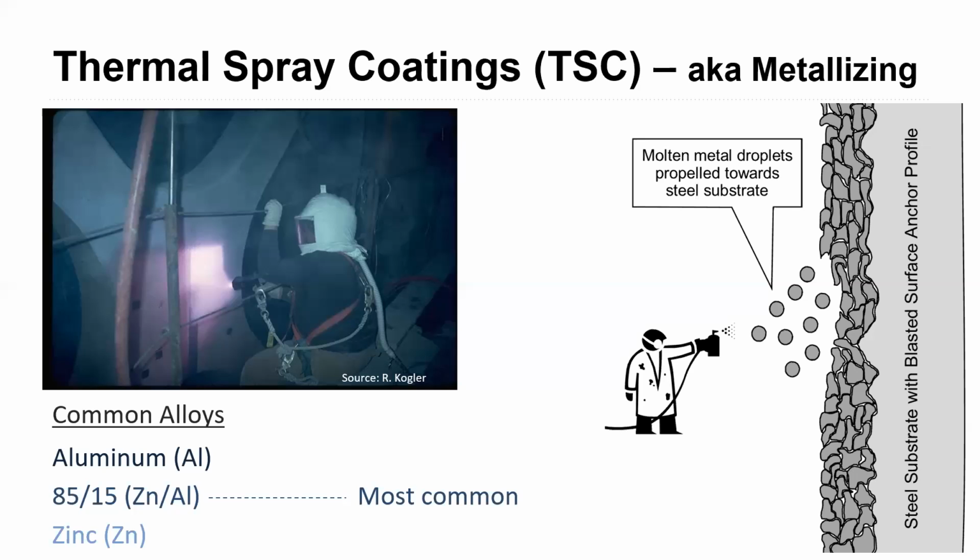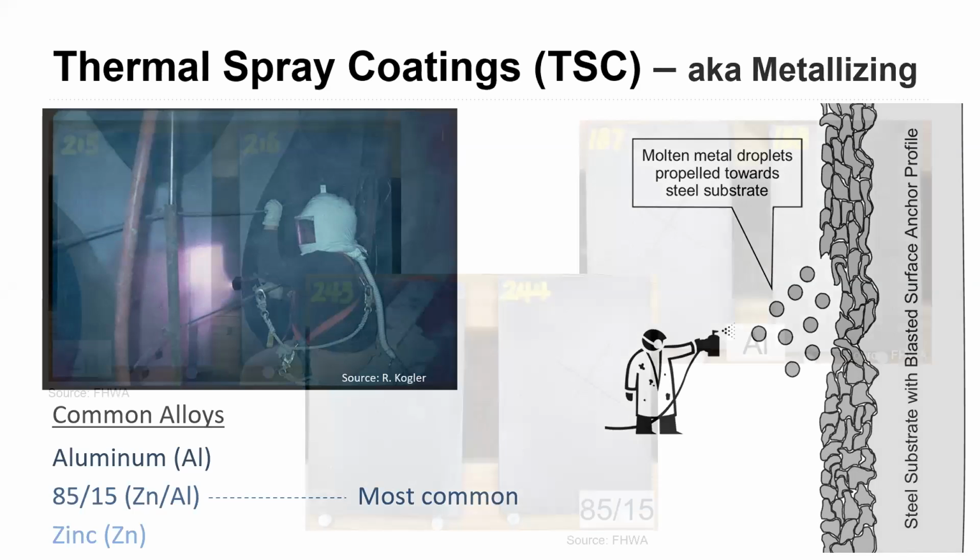The most common types are 99% aluminum, 8515, which is 85% zinc and 15% aluminum and is probably the most common, and 99% zinc, which is also relatively common. But this requires a very angular profile on the substrate because it relies on the bond from the alloy itself to the steel surface, and it's hot alloy being applied to a cold substrate. So that angular profile is very important, and surface prep is very important.